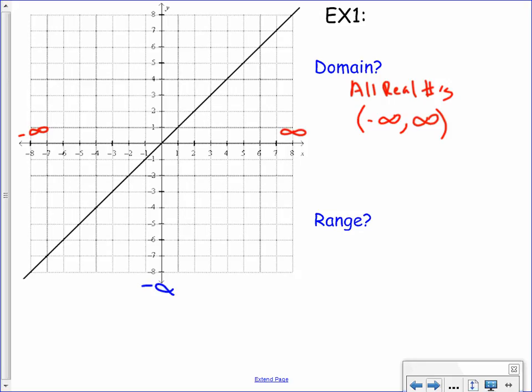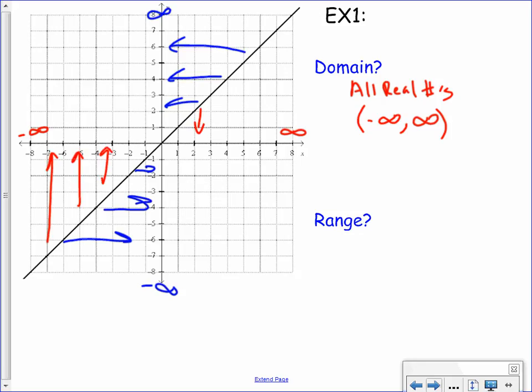So you ask yourself, is there a Y value for every point of the graph? If you're looking at the graph, is there a Y value for every point? Let me do the X value one. You're just looking up. There's always an X value for every point, right? So for the Y value, there's always a Y value for every point. So the answer is all real numbers, or negative infinity to positive infinity.